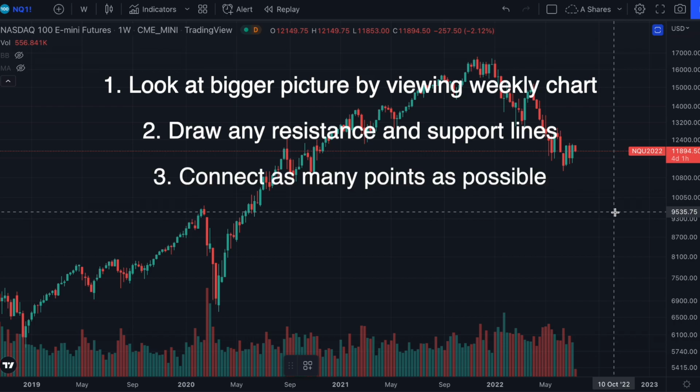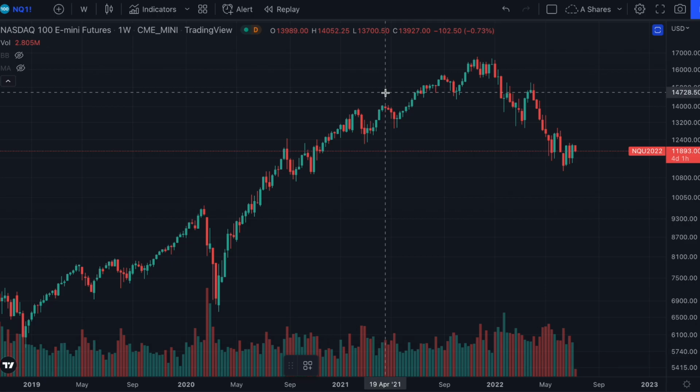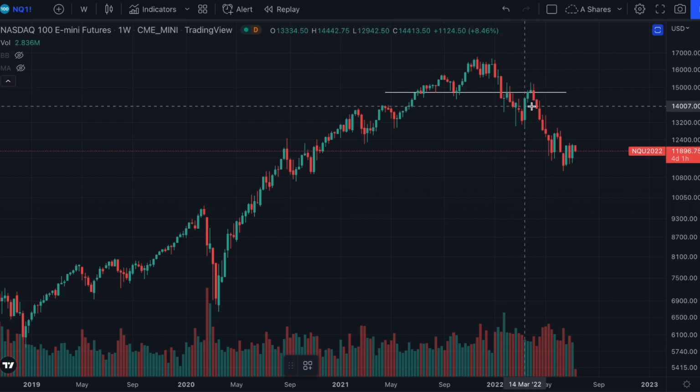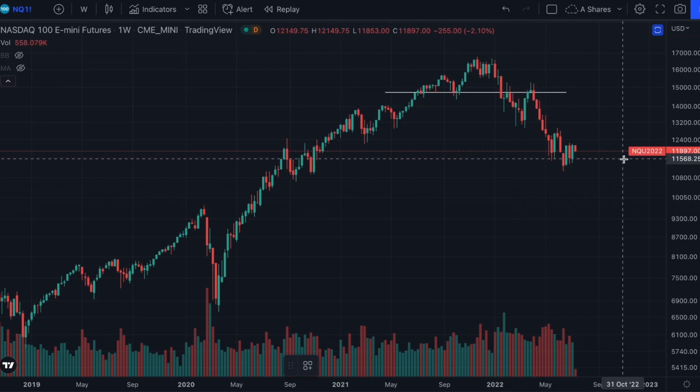As mentioned in my last video, in order to get more accurate lines, you want to try to connect as many points as possible. In this futures chart, the support line that I see is here. By drawing this line, I'm connecting quite a number of points which are here, here, here, and here. To me, this seems to be a valid line to draw.